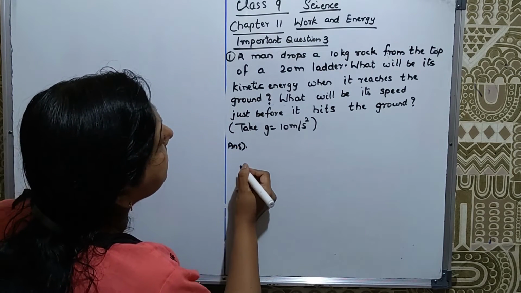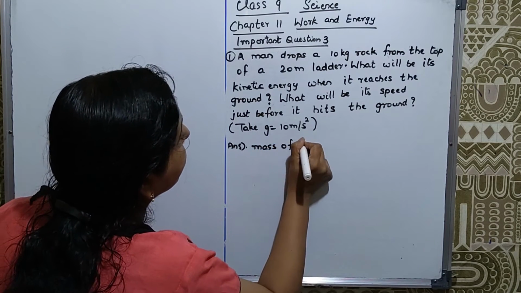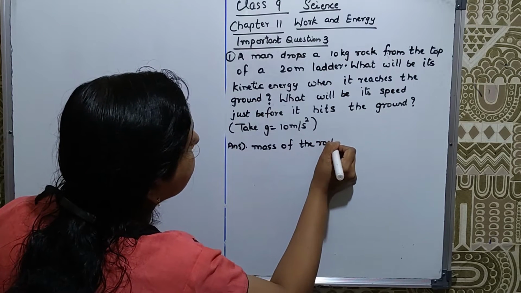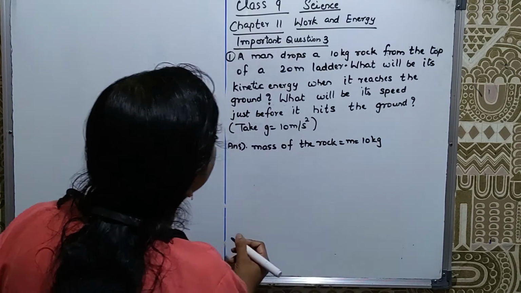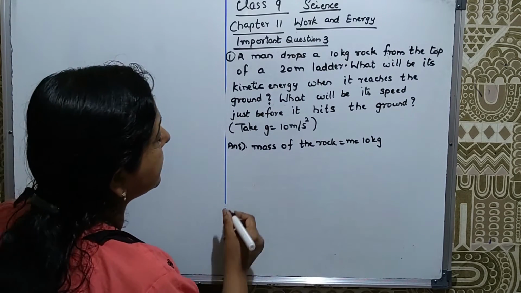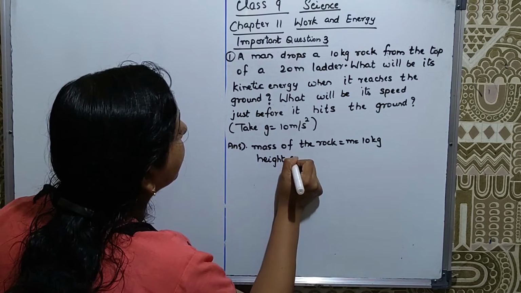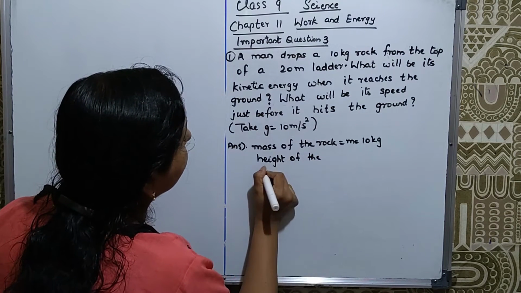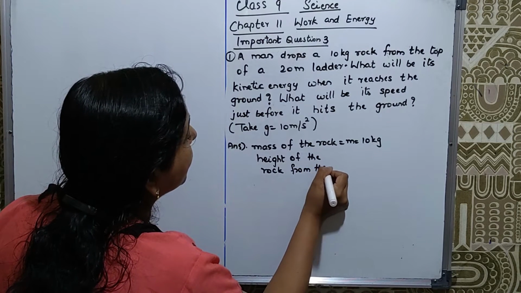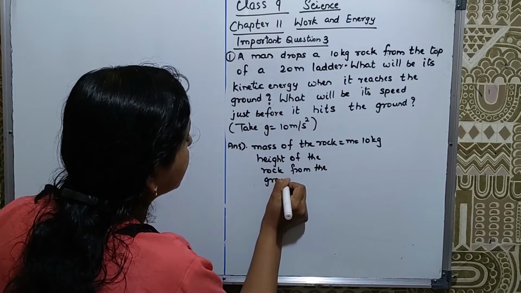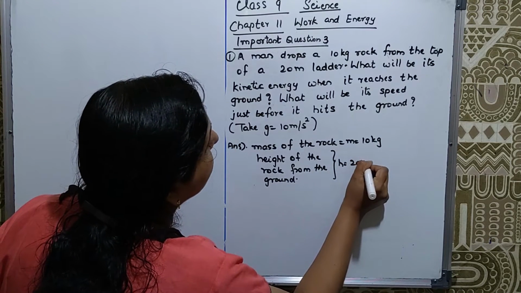A man drops a 10 kg rock. So the mass of the rock they gave is m equal to 10 kg, from the top of a 20-meter ladder. So the height h from the ground they give, the height of the rock from the ground, that is h equal to 20 meter.